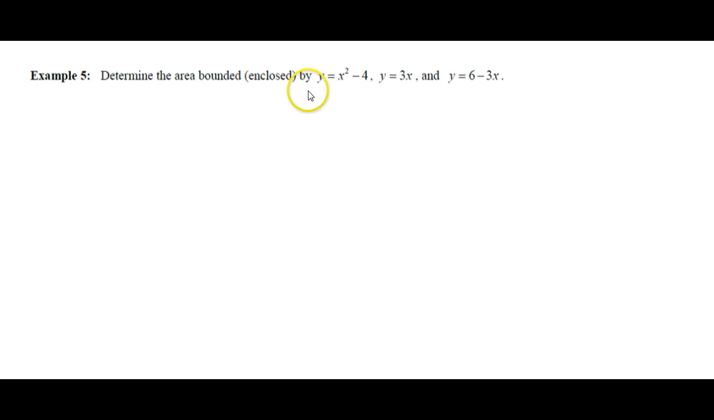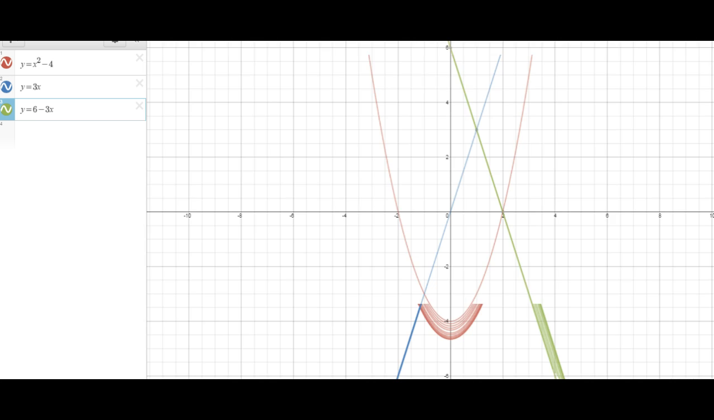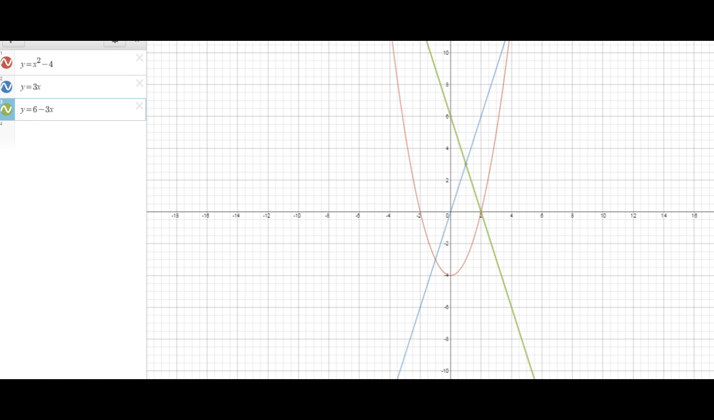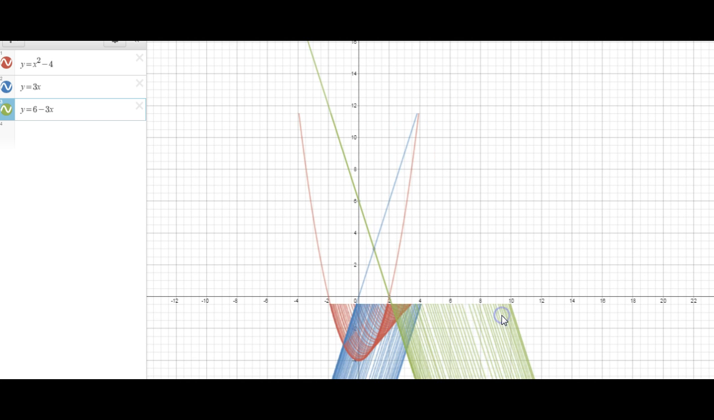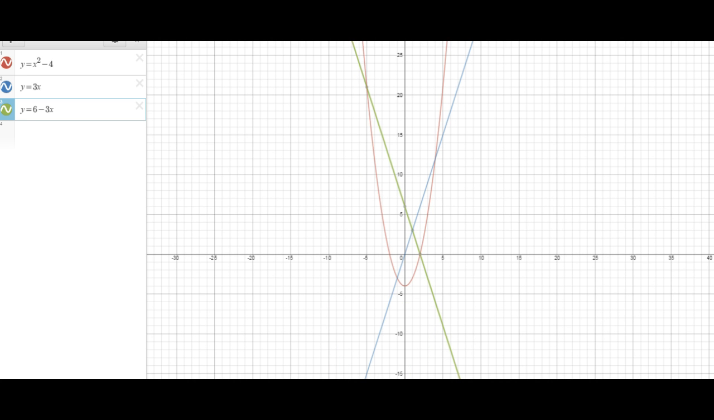Okay, so we kind of know what these things look like, right? Quadratic, move down 4, straight line, and another straight line. And we're just going to go in here, take a look, okay? And I guess we'll have to zoom in a smidge, zoom out, and move it down a bit. And zoom in a bit more. Okay, so here's the area we want, right?